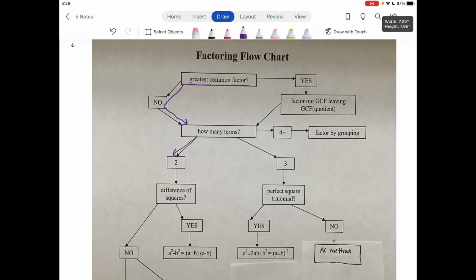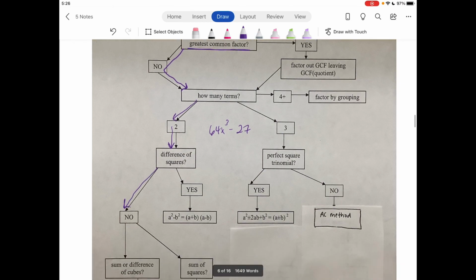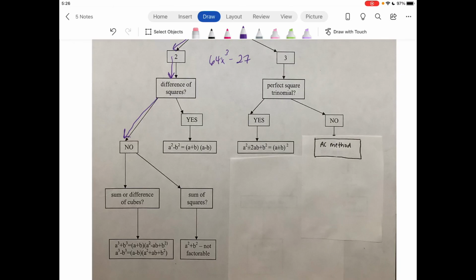Now we have a couple different options. First, do we have the difference of squares? So again, we had 64x cubed and 27. Well, 64 is a perfect square, but x cubed, we cannot take the square root perfectly. Same thing with 27, so we're going to say no. Then we have 2 options. Is it the sum of squares? Well, again, we said there is no squares, so it's not that option.